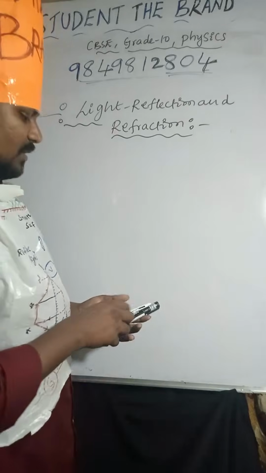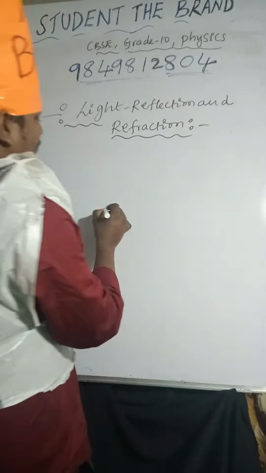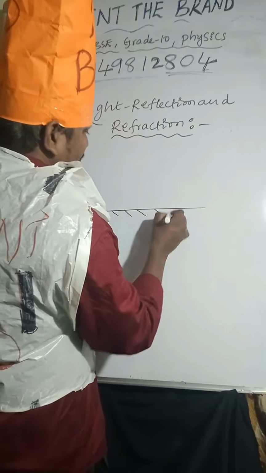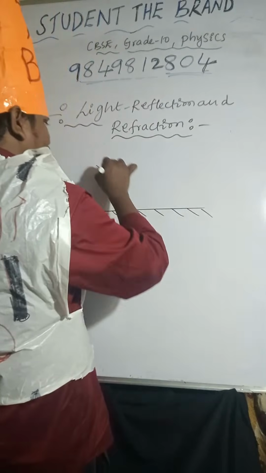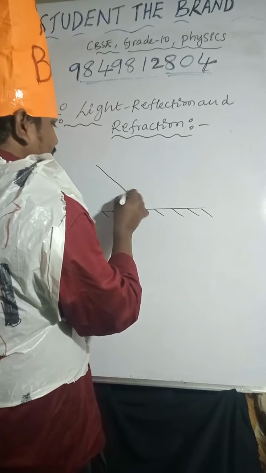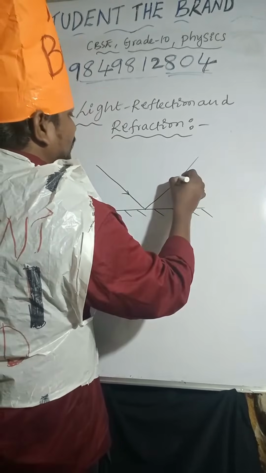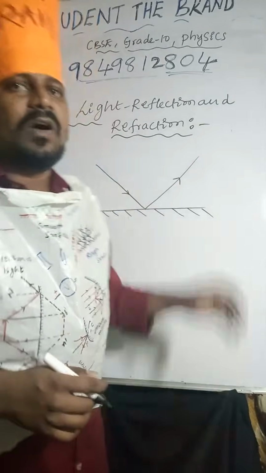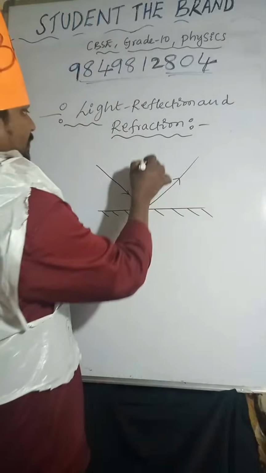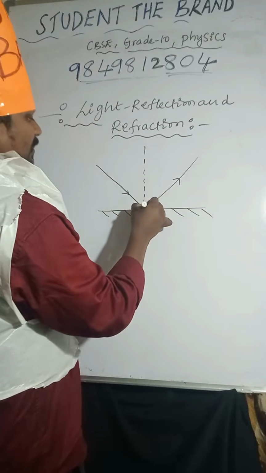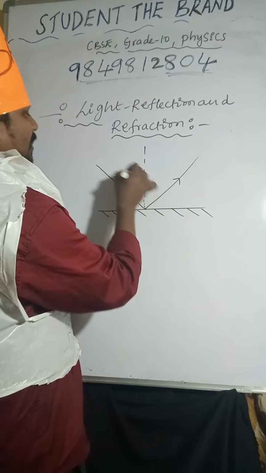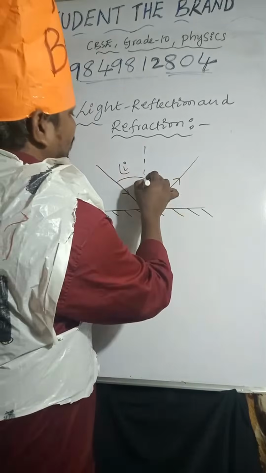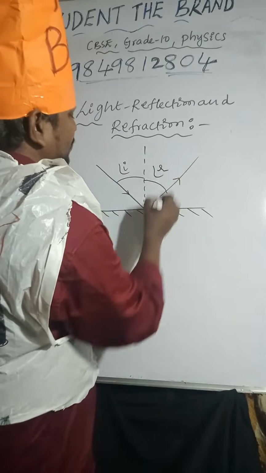Now, I'm taking the surface here. This is a plane surface. This is the incident ray, the reflected ray, and the normal line. The angle between the incident ray and the normal line is called the angle of incidence. The angle between the reflected ray and the normal line is called the angle of reflection.